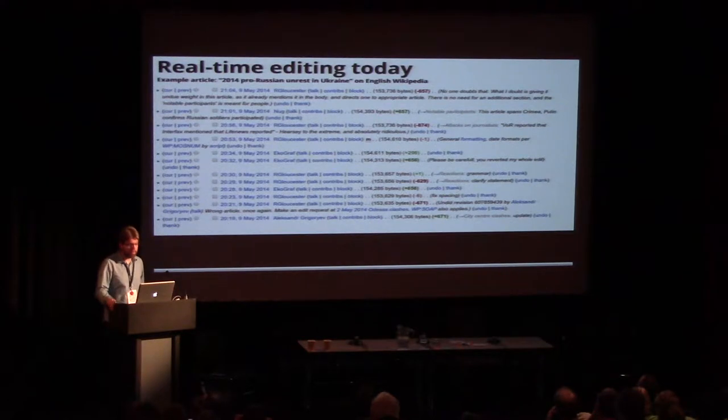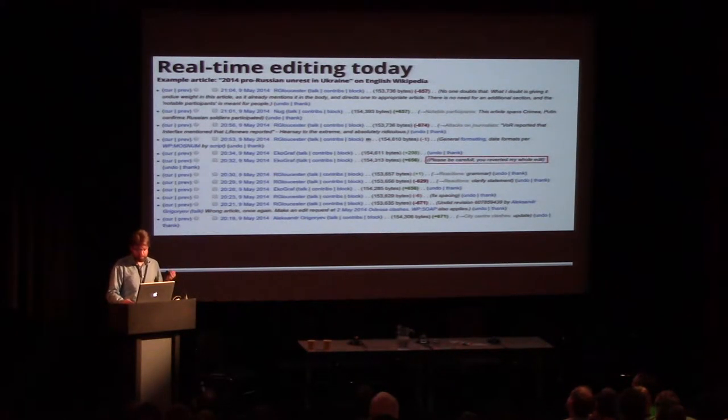So we can still see this in the edit histories of many articles. If you look at an article like the 2014 pro-Russian unrest in Ukraine on the English Wikipedia, you see the sequence of edits that are minutes apart, sometimes seconds apart, by different people, not the same person. In this case, a small group of people, sometimes you have a larger, more diverse group of people. What you'll notice are these little hints that people leave each other sometimes in the edit summaries, like, please be careful, you just undid my whole edit.